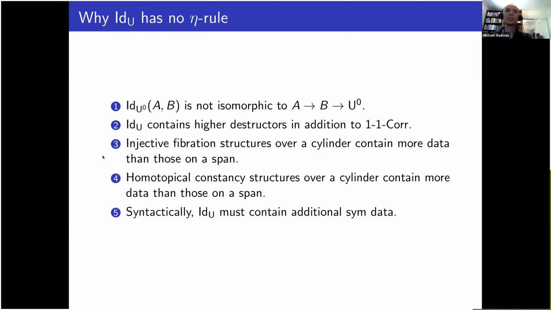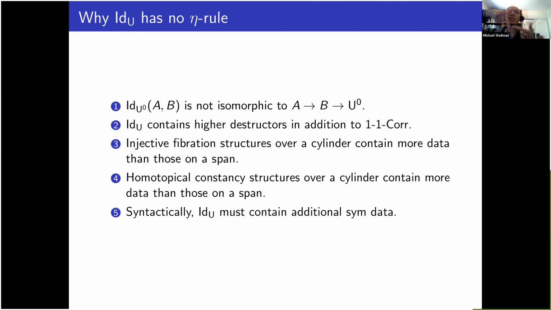Here, I actually skipped the slide, but I have a list of all the reasons why we don't have an eta rule for Id_U, right? So there are all these semantic reasons, like you said, but there's something that I didn't talk very much about. We're still working on the details of this, but the extra stuff that's there semantically in the identity type is actually also there syntactically, because I didn't say anything at all about how to define symmetry on the universe. I talked about defining symmetry on other types, but you have to be able to define symmetry on the universe.